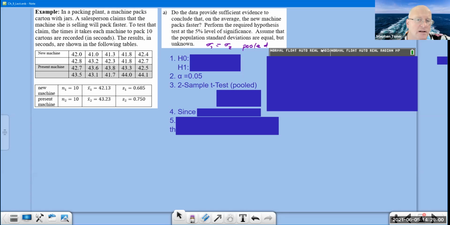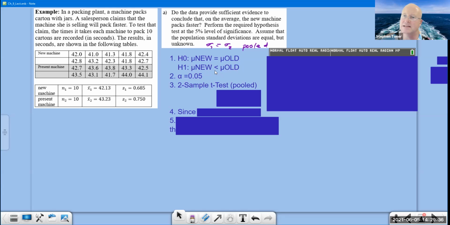But let's take a look at our null hypotheses. We got a new machine and a present machine. And it says, do we have evidence that the new machine packs faster? Okay, these are the times in seconds. And when something packs faster, its time goes down. So I have the new machine and the old machine. And if the new machine packs faster, its time is less than the time of the old machine.